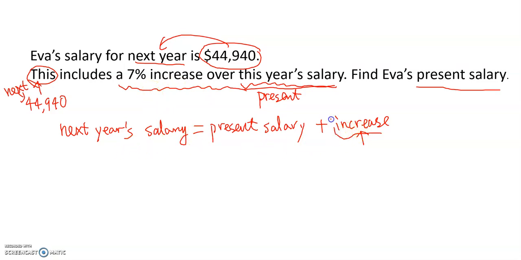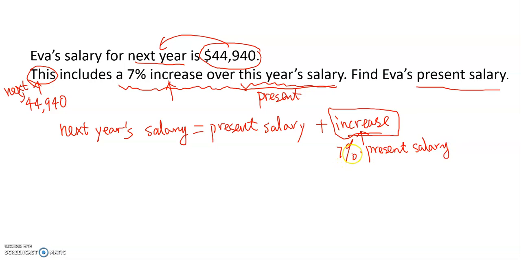So we have to find out what the increase is. The increase is 7% over present, which means the increase is going to be 7% times the present salary. Like we said, over means based on. So this 7% is based on the present salary. So you take the present salary and multiply by 7%.